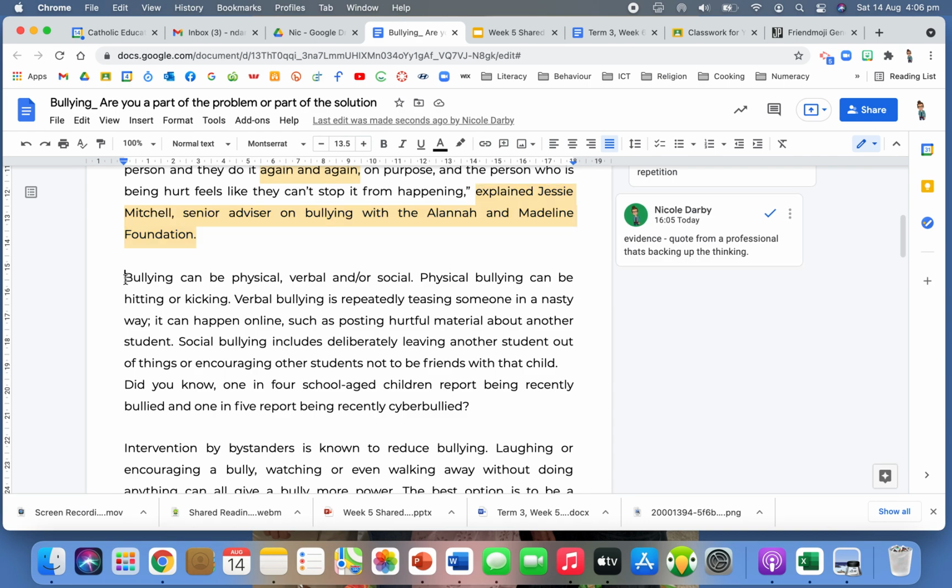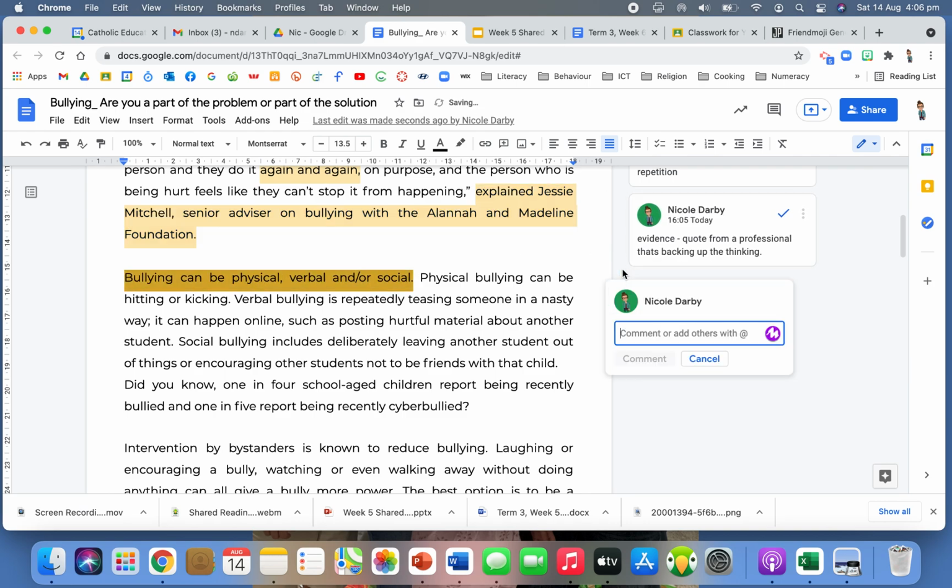Straight away, look at this. Topic sentence. Bullying can be physical, verbal, and or social. That's telling me now that this paragraph is going to be about the different types of bullying. And the technique they're using is a list. They're actually listing the different types of bullying in their topic sentence. So straight away, I know that because that's the topic sentence, I'm going to get some more information about that here.